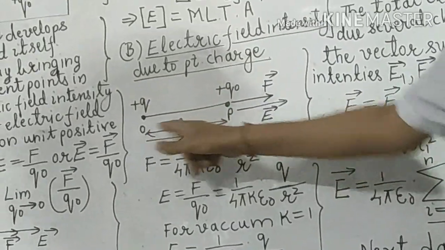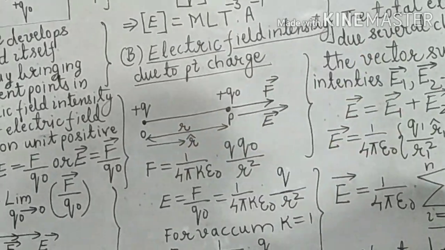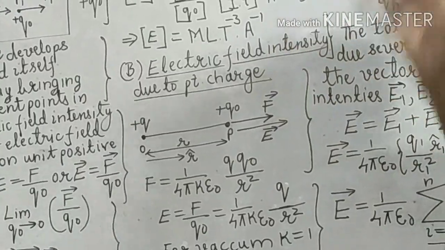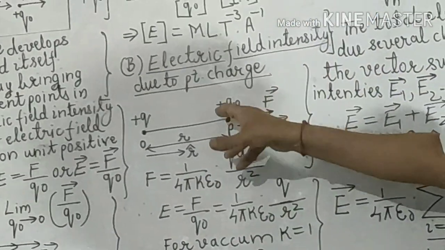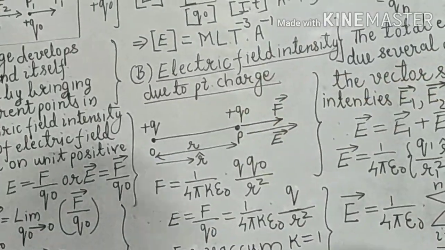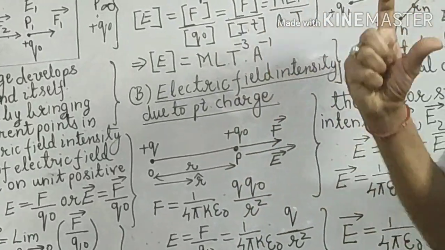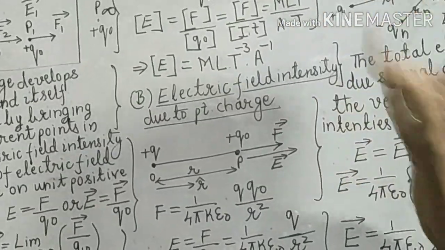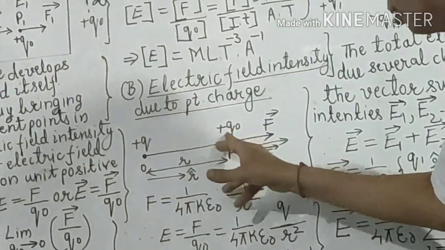The unit vector in the direction of R is R cap. Now, whenever you want to calculate the electric field intensity at any point, you have to place the test charge plus Q naught. I will place the plus Q naught test charge here at point P. Now I will first of all calculate the coulomb force. I will apply the formula of coulomb. So I will assume this is Q1 and this is Q2.